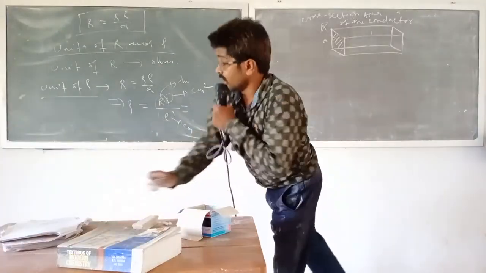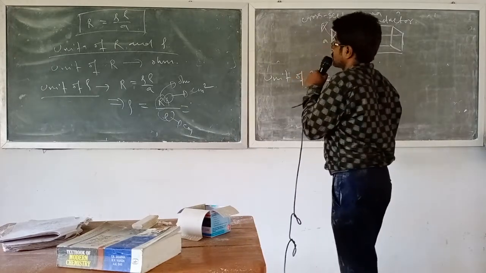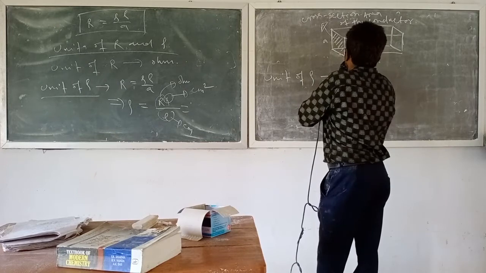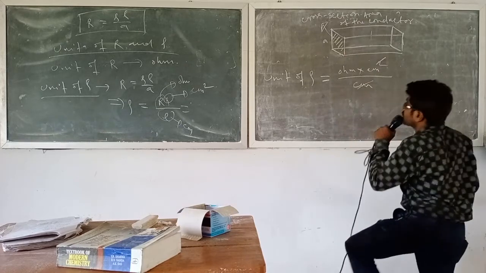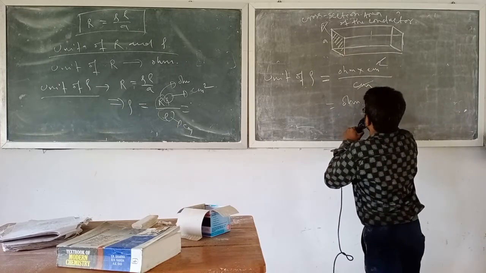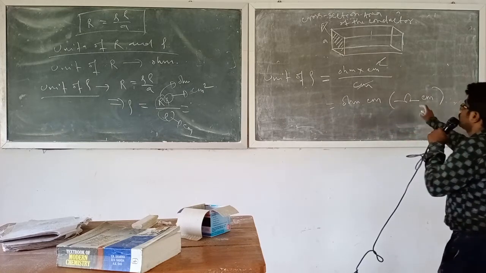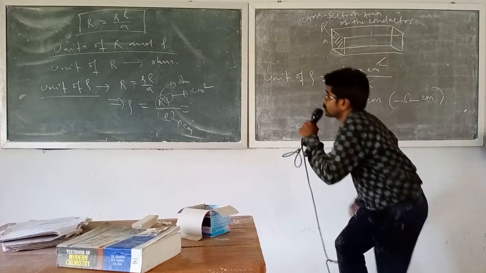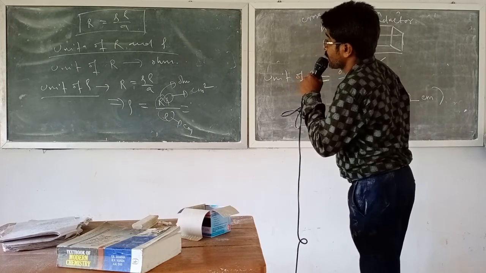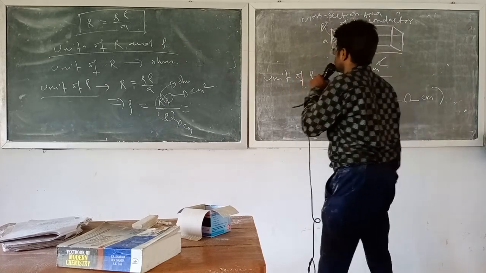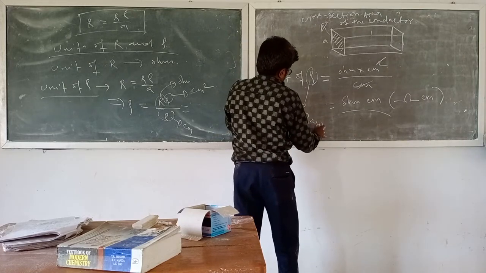The unit of rho equals how much? Ohm into cm square by cm. This is equal to ohm cm. You can write it like that. This is the unit of what? Specific resistance. This is called the specific resistance.